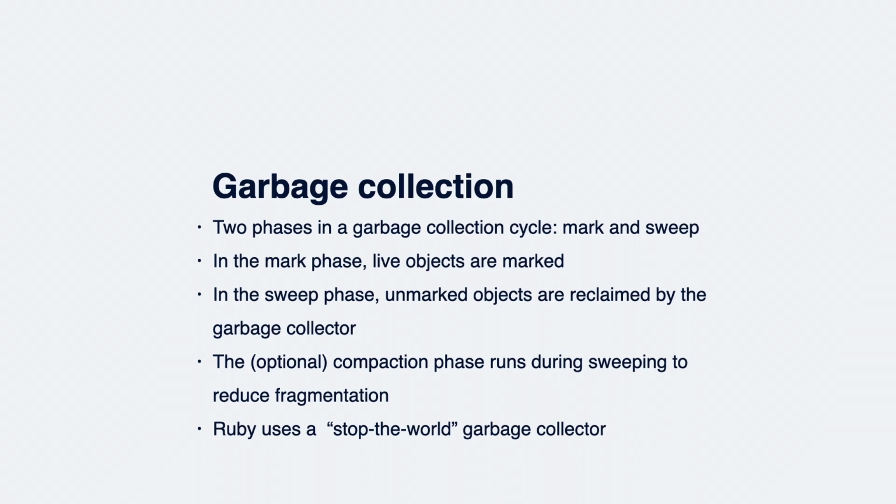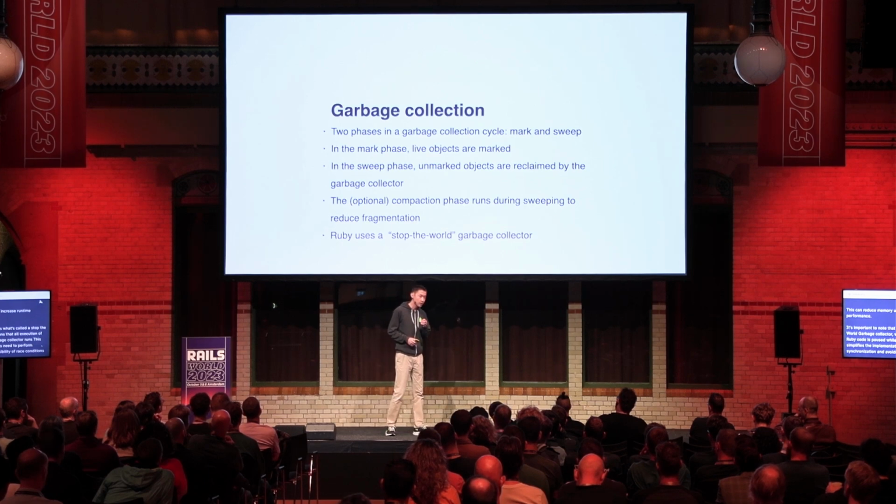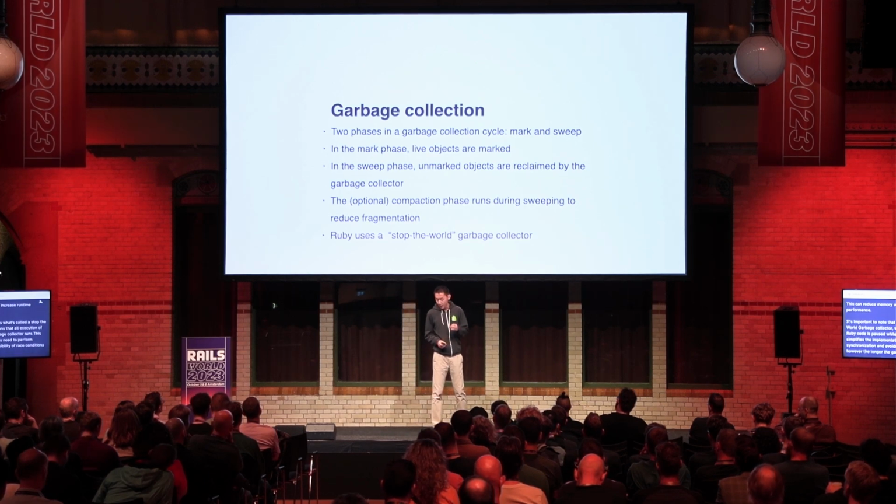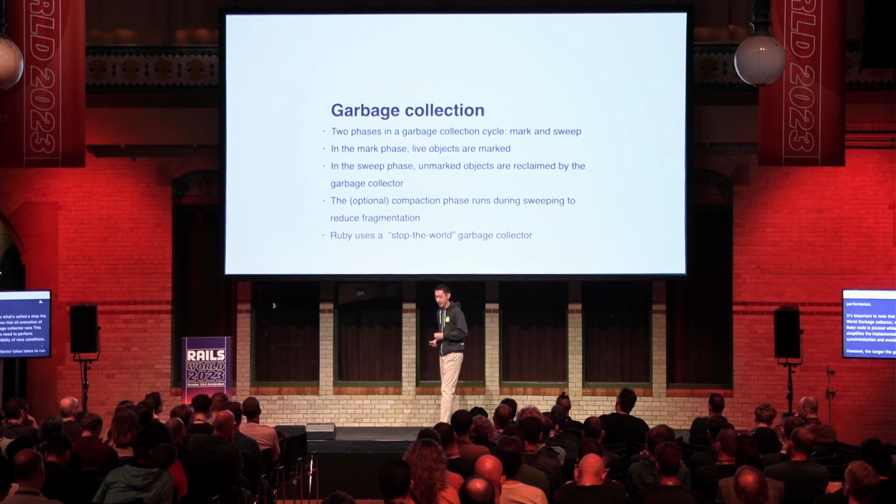It's important to note that Ruby uses what's called a stop-the-world garbage collector, which means that all execution of Ruby code is paused while the garbage collector runs. This simplifies the implementation, avoids the need to perform synchronization, and avoids the possibility of race conditions. However, the longer the garbage collector takes to run, the longer the pause in your application. In a Rails app, if this happens during a request, then your request could take much longer than usual.